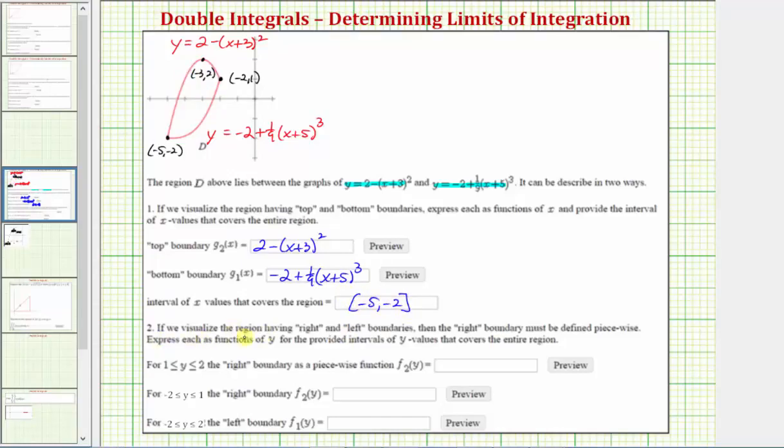For number 2, if we visualize the region having right and left boundaries, then the right boundary must be defined piecewise. Express each as a function of y for the provided intervals of y values that cover the entire region. So notice how for the right boundaries we have the closed interval from 1 to 2 for y, and then from negative 2 to positive 1. Let's take a look at why this is on the next screen.